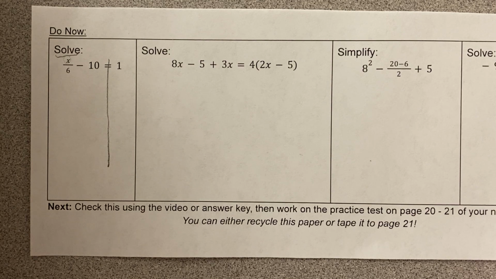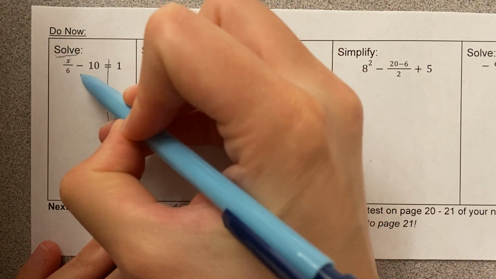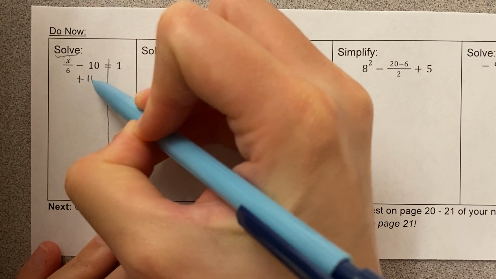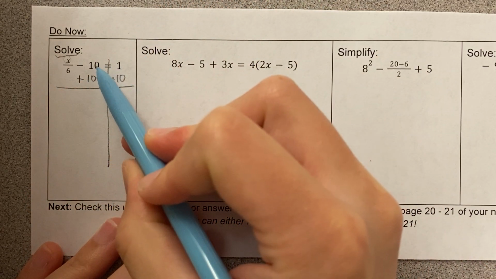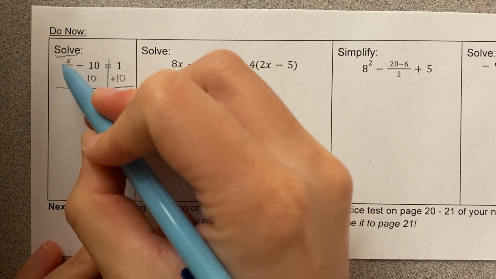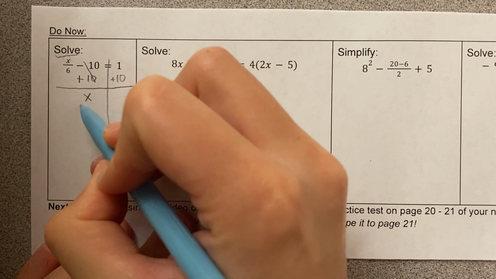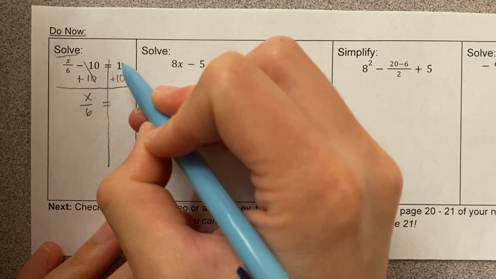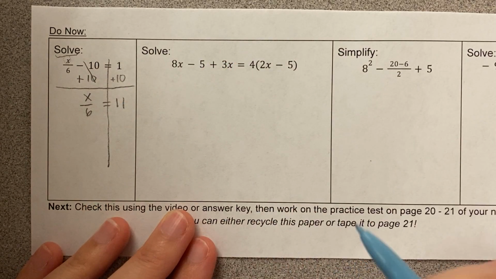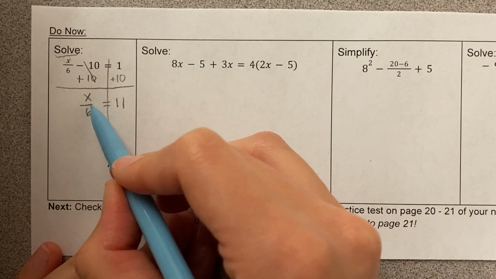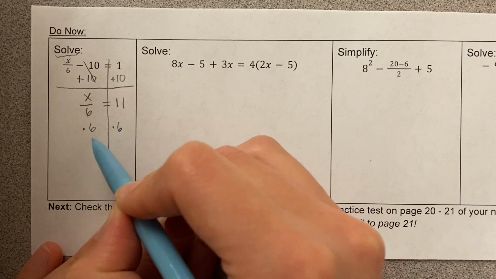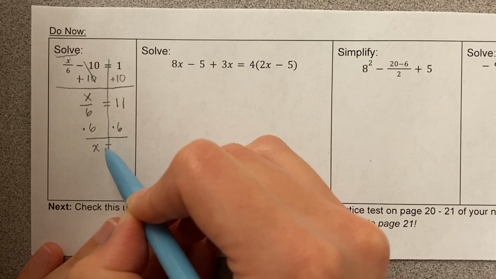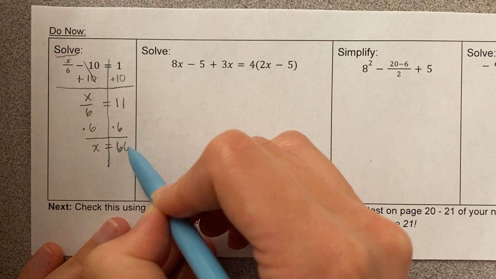So we deal with addition and subtraction first. I'm going to get rid of the negative 10 first. So, I had minus 10. I did the opposite, which is plus 10. Notice I'm going to bring this straight down. x over 6 equals 1 plus 10 is 11. Now, this says x divided by 6, so I'm going to do the opposite of division, which is multiplying. And 11 times 6 is 66.